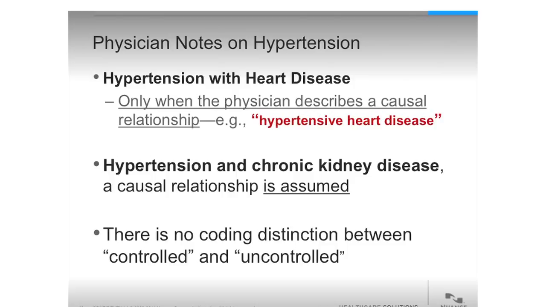Obviously, that's typically going to be happening with a patient with heart failure. So they will wait for you to demonstrate that causal relationship to make that determination. But when it comes to chronic kidney disease, it will be assumed. So if you have hypertension and chronic kidney disease, it will be assumed, and that's the automatic code it's going to get. So, controlled and uncontrolled, you can still use the language. It has no impact on coding.